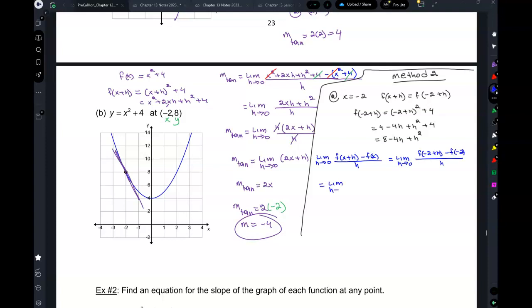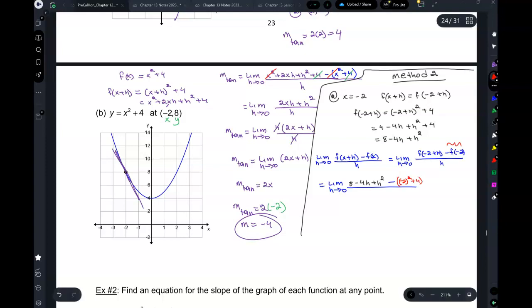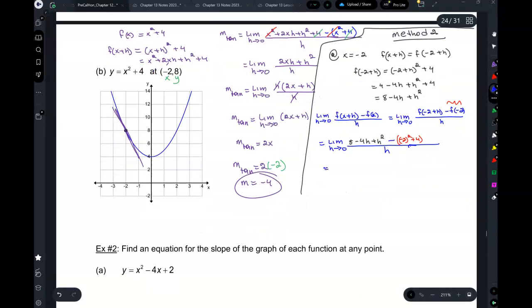This is the limit as h approaches 0. f of negative 2 plus h, I just found that in the black ink. So 8 minus 4h plus h squared. Minus, what's f of negative 2? When I put negative 2 in here, it'll eventually be 8, over h. Okay, so now let's simplify this. This is the limit as h approaches 0 of 8 minus 4h plus h squared minus 8 over h. 8's go away.